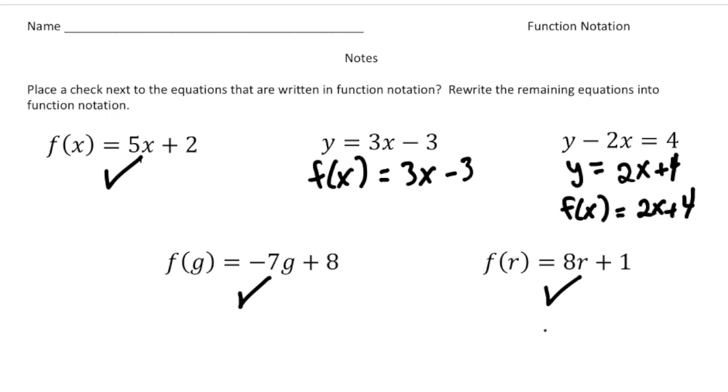Now that you have a better understanding of just what function notation is, why don't you pause the video and try the problems on the next page. And then when you're done, hit play, and you can see how you did. Good luck.